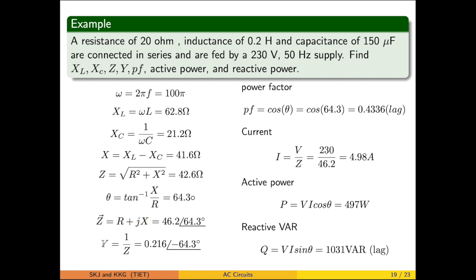The reciprocal of the impedance is the admittance, which gives rise to this value. The power factor is decided by the cosine of theta, so that is calculated as it is. The current magnitude is V upon Z. Then the active power, reactive power, and so on. The interesting point here is that X, which is calculated as XL minus XC, is coming out to be positive. So the behavior of the circuit will be inductive, the power factor will be of lagging nature, and the current will also be lagging.